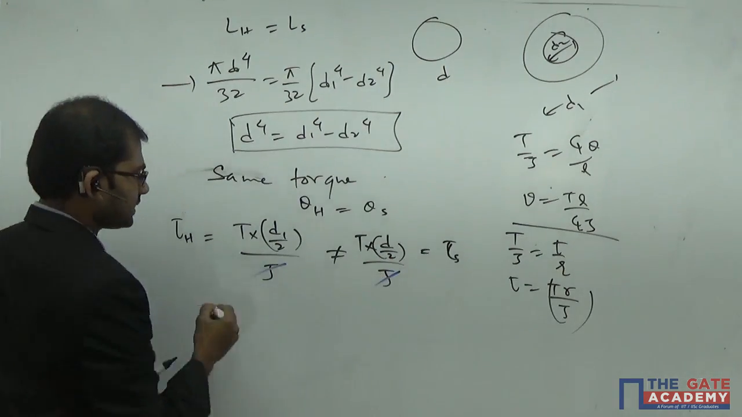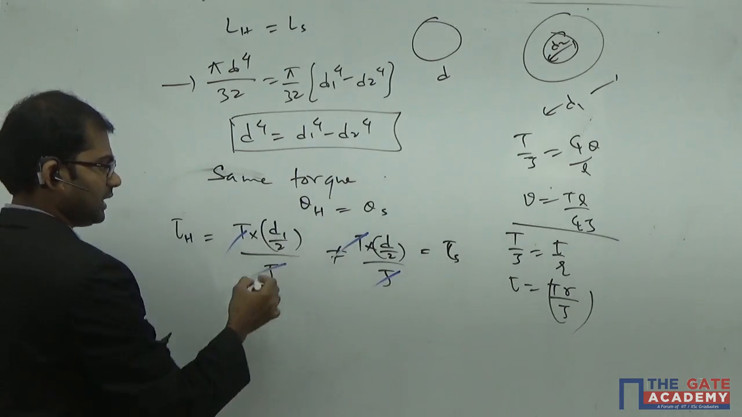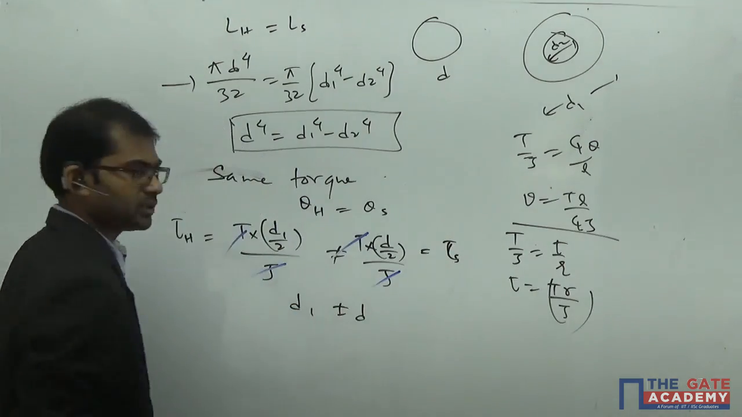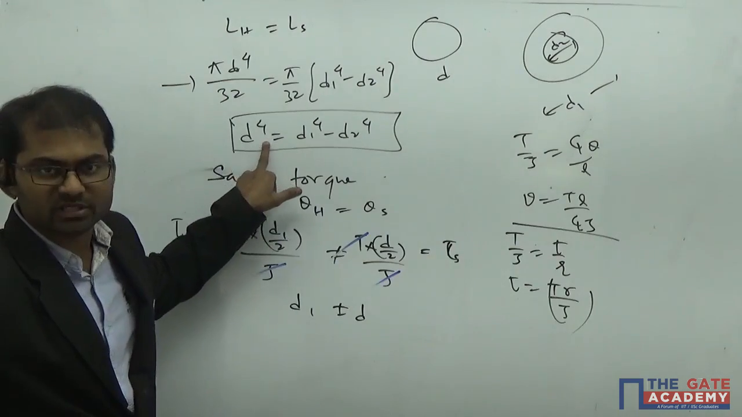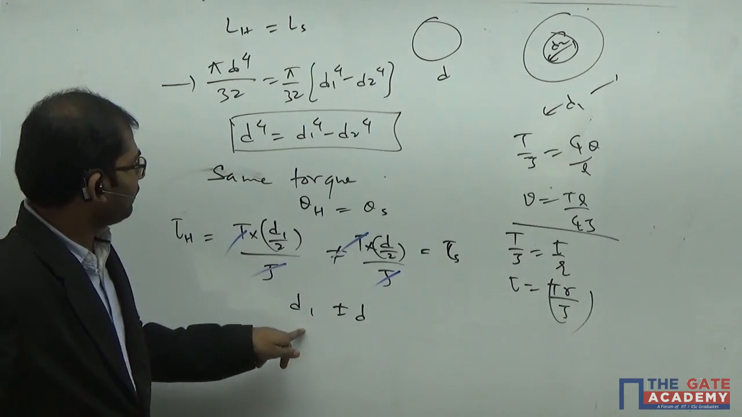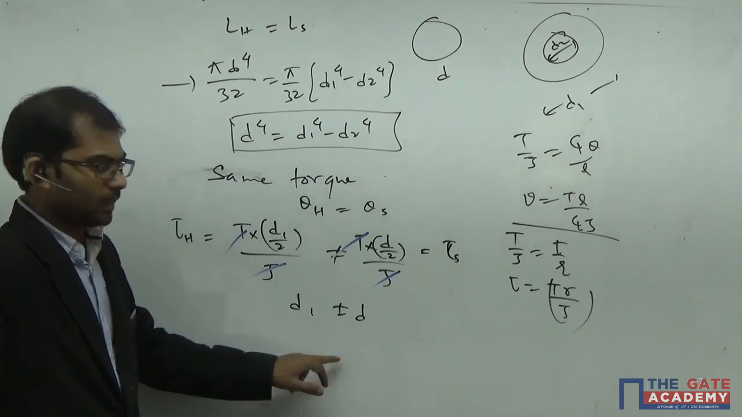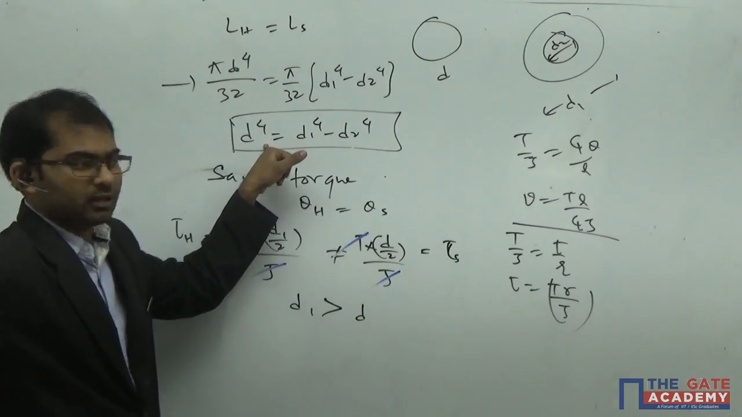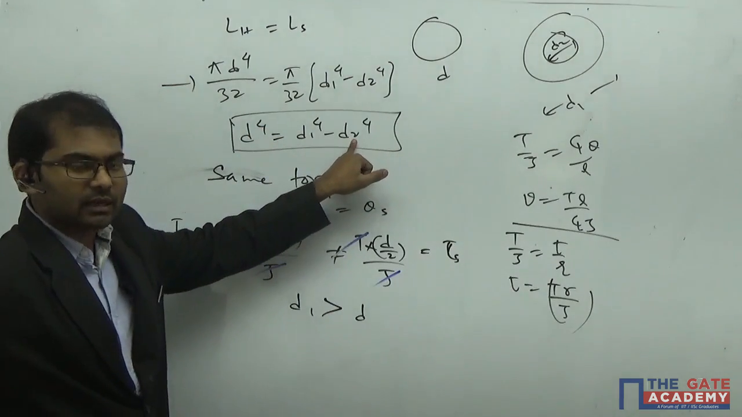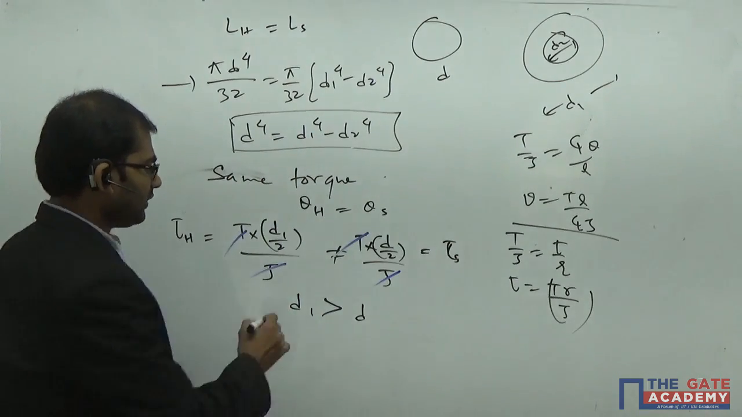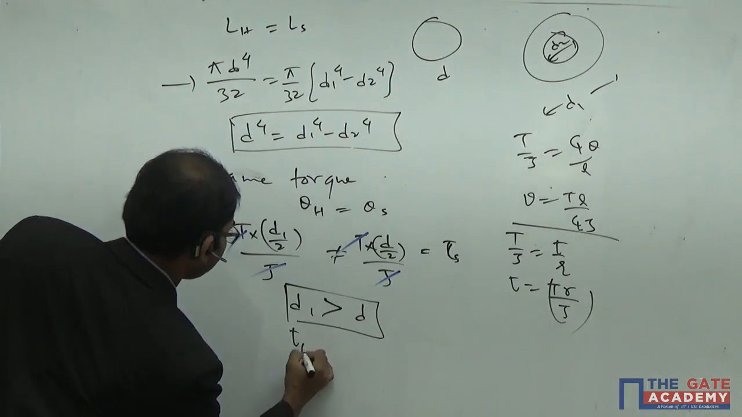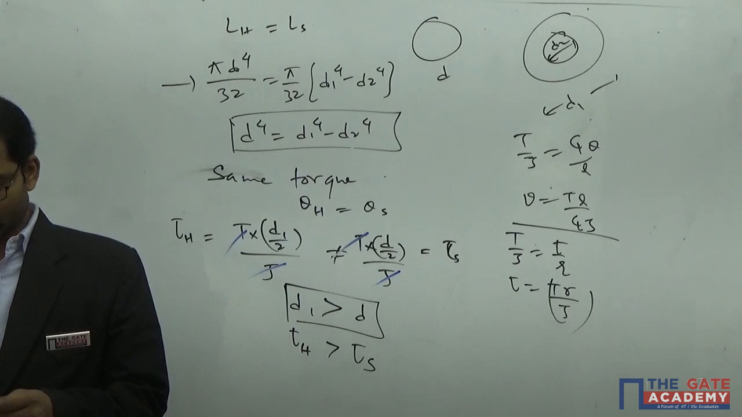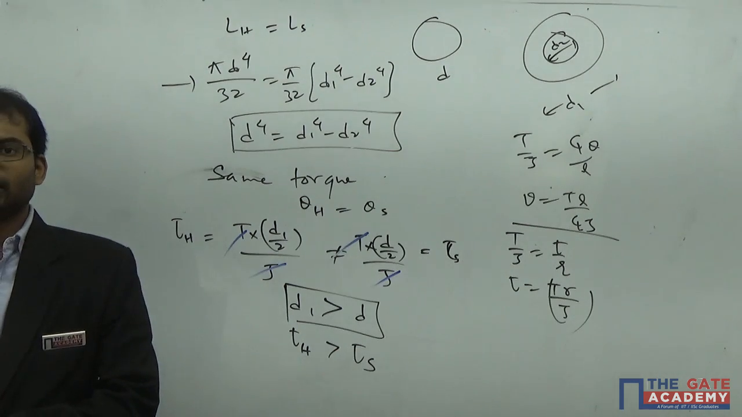In this one, J is the same in both cases and torque is the same in both cases. So D1 not equal to D is the thing you have to take care of. From this expression, it is clearly evident that D1 is greater than D, because you have to subtract some value to get the value of D. So D1 is greater than D means shear stress tau H is greater than tau solid. That gives you the answer as D. Understood? This is how you solve this question. Clear? Understood?